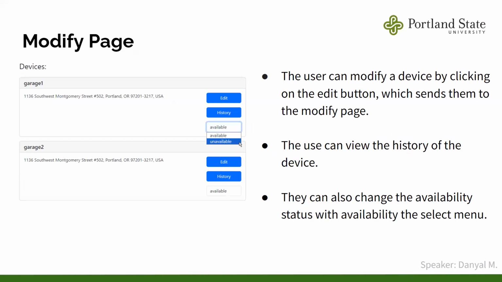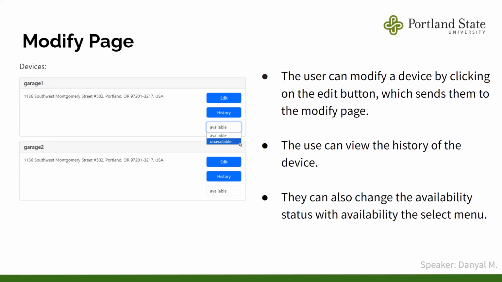In the My Devices page, there is a card for each of the devices of the user. This is done using React Bootstrap components, just like the register page. The user can click on Edit. That will take them to the Modify page, which looks like the register page, except that all the fields are pre-filled, so that the user doesn't have to enter them all over again every time. They can also view the history of the device and change the availability.